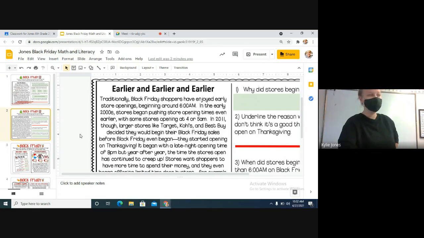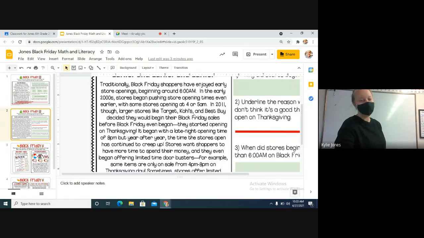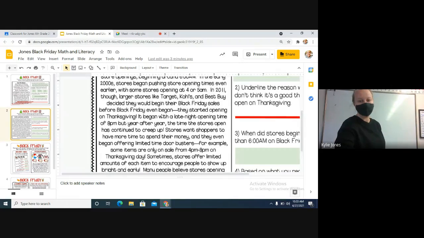Shoppers have enjoyed early store openings beginning around 6 a.m. In the early 2000s, stores began pushing opening times even earlier, with some stores opening at 4 or 5 a.m. In 2011, the larger stores like Target, Kohl's, and others decided they would begin their Black Friday sales before Black Friday even began. They started opening on Thanksgiving.